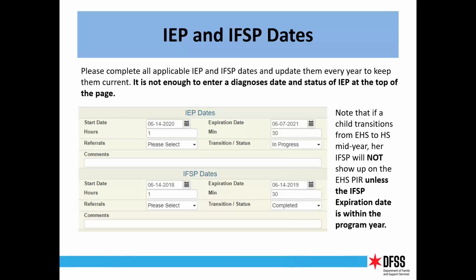So here we have one that expired on June 14th, 2019. That was during the 2019 to 2020 program year. And so this child would not show up on an early Head Start PIR. Now, if they were still enrolled and they were in early Head Start into the current program year and you wanted them to show up on the PIR, those IFSP dates would have to be updated so that part of that period is within the current year.